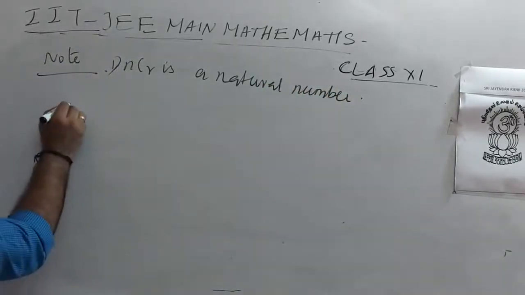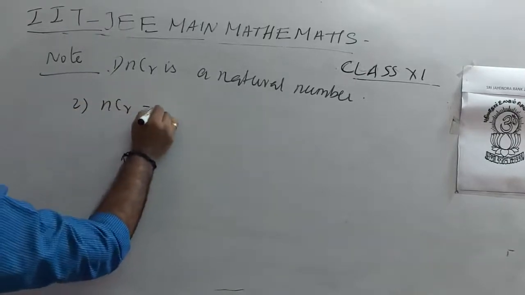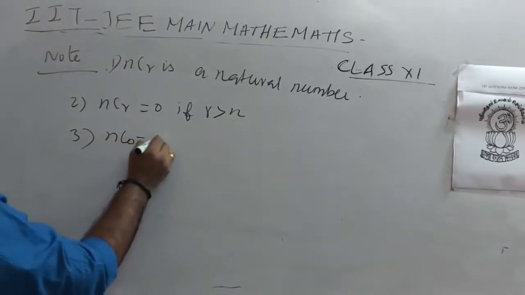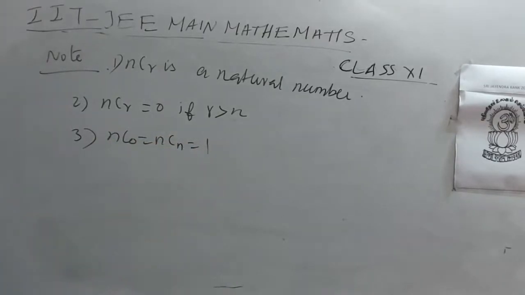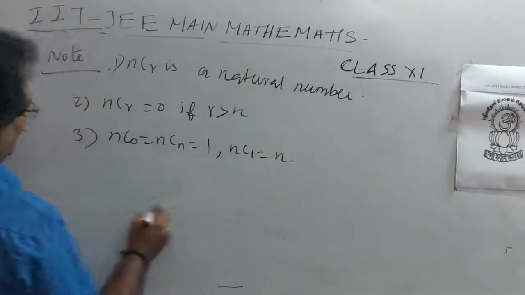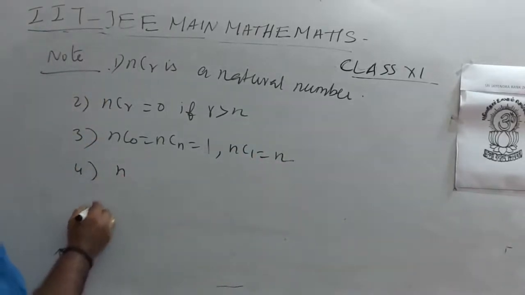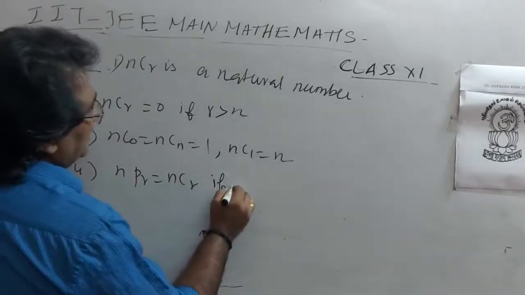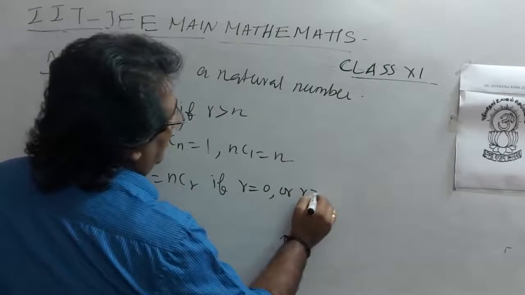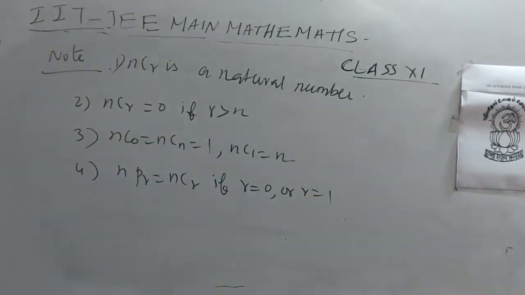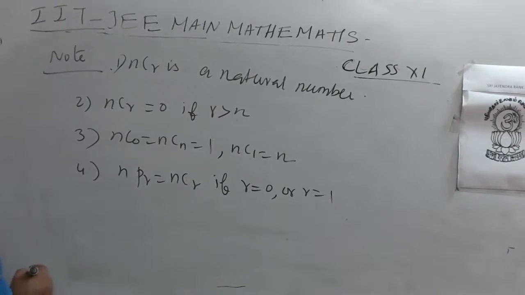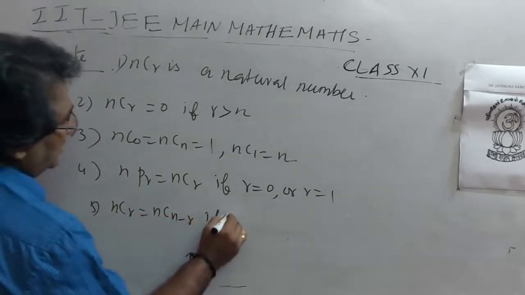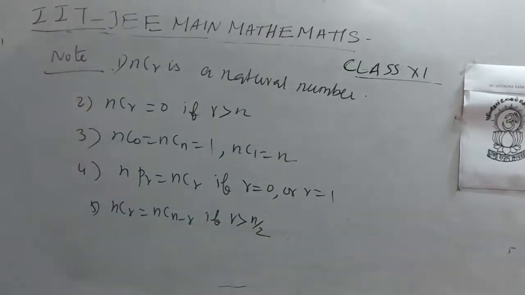nCr is a natural number. nCr equals 0 if r is greater than n. nC0 equals nCn equals 1 and nC1 equals n. nPr equals nCr is possible if r equals 0 or r equals 1. nCr equals nC(n minus r) if r is greater than n by 2.